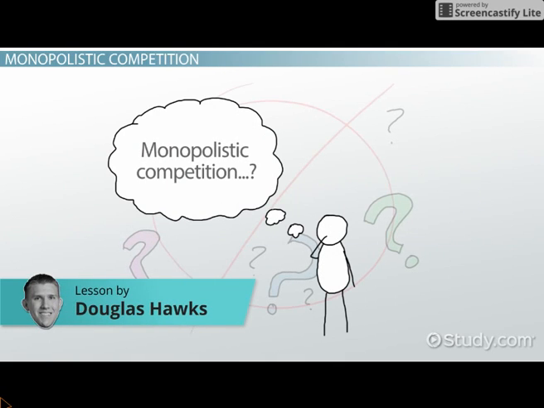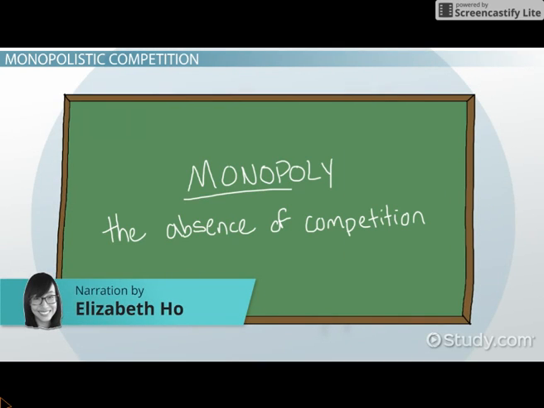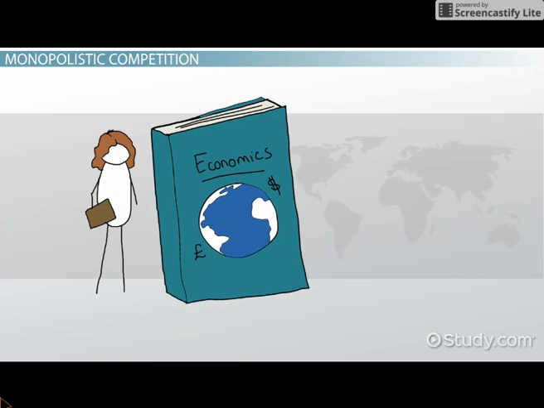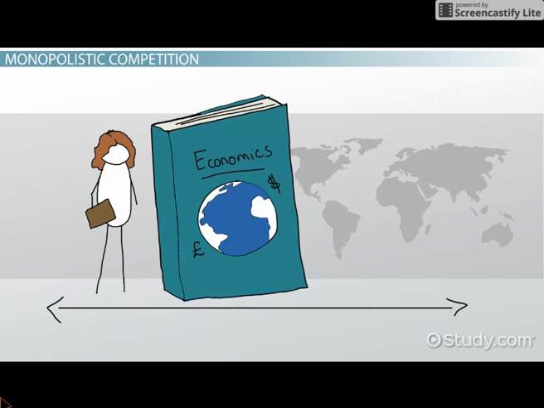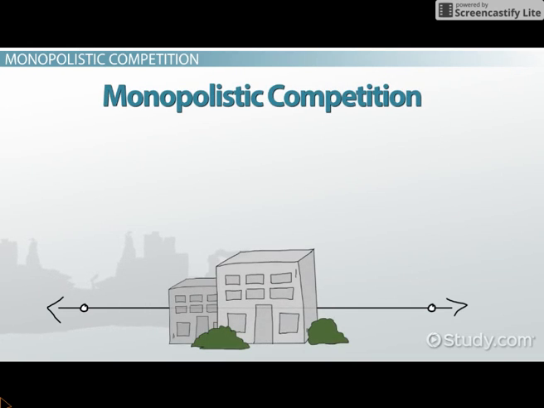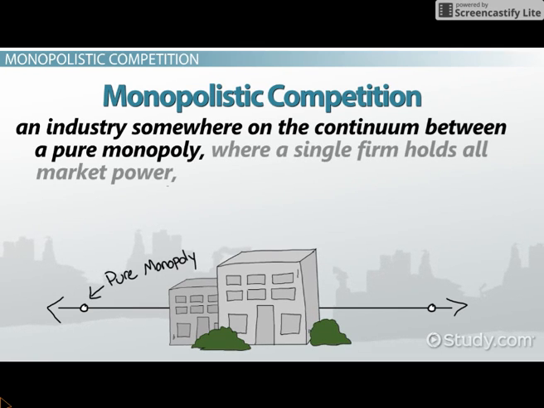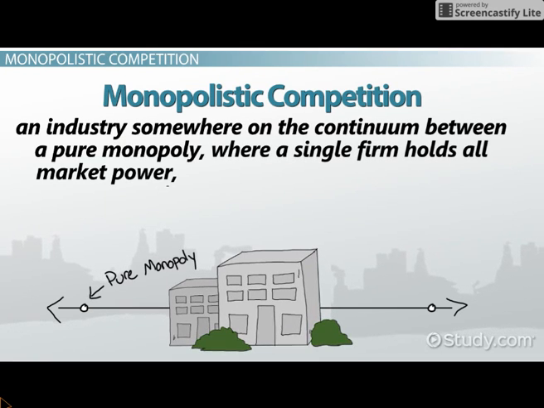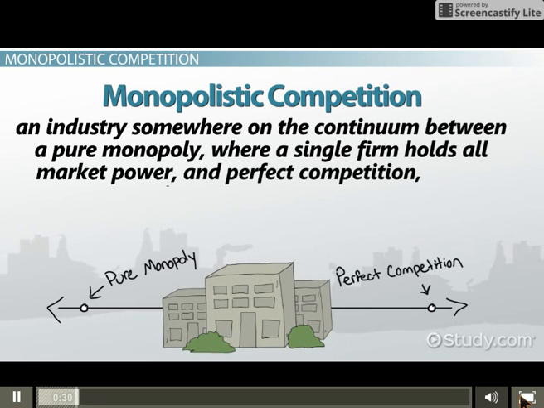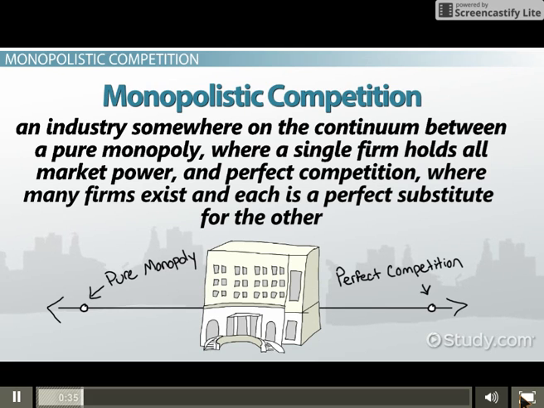Monopolistic competition may sound like an oxymoron, since the term monopoly might suggest the absence of competition. But remember, in economics, everything exists on a continuum or a range with two extremes, one at each end. That's just what monopolistic competition is, an industry somewhere on the continuum between a pure monopoly, where a single firm holds all market power, and perfect competition, where many firms exist and each is a perfect substitute for the other.